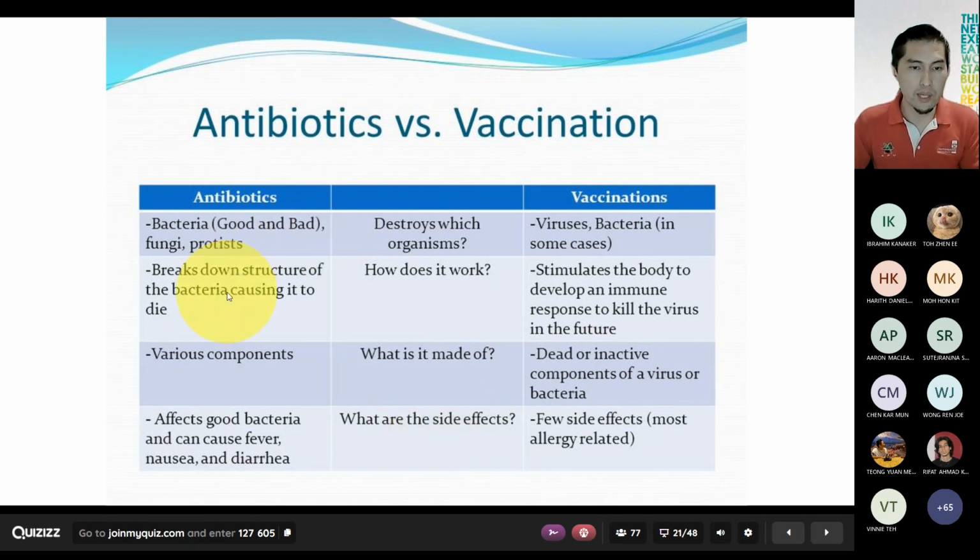Now, when you read the functions of these two, which one here do you think you should take after you are affected? And which one here should you take before you are affected? Can you try guessing that in the chat? Which one should you take after you are affected? And which one should you take before? Is the answer quite obvious here?